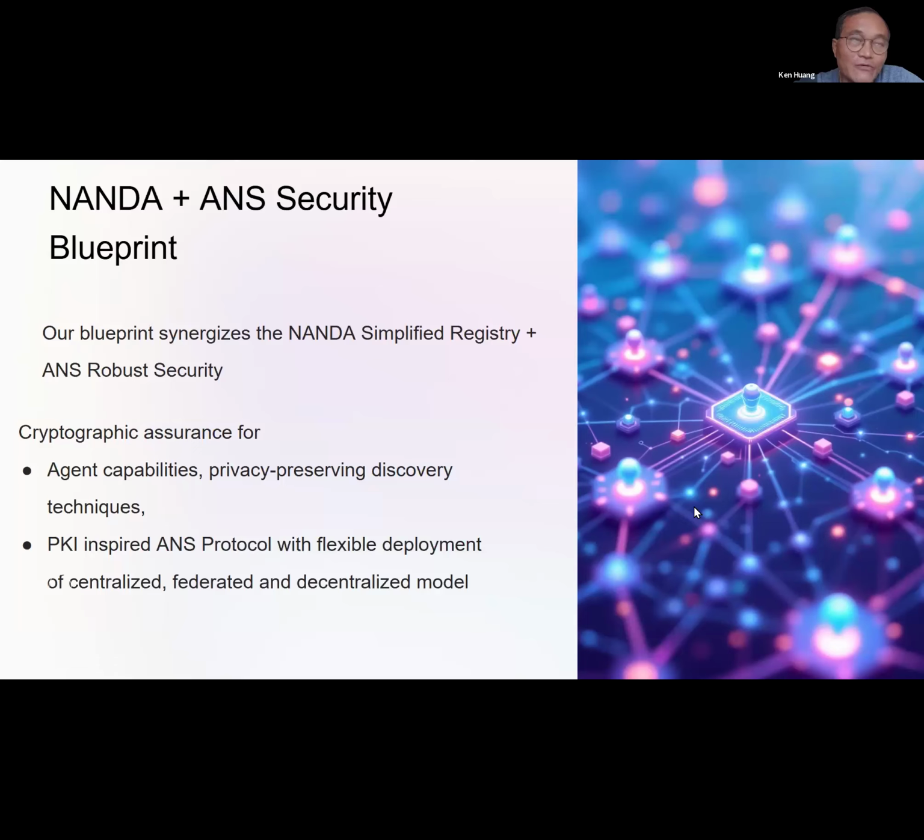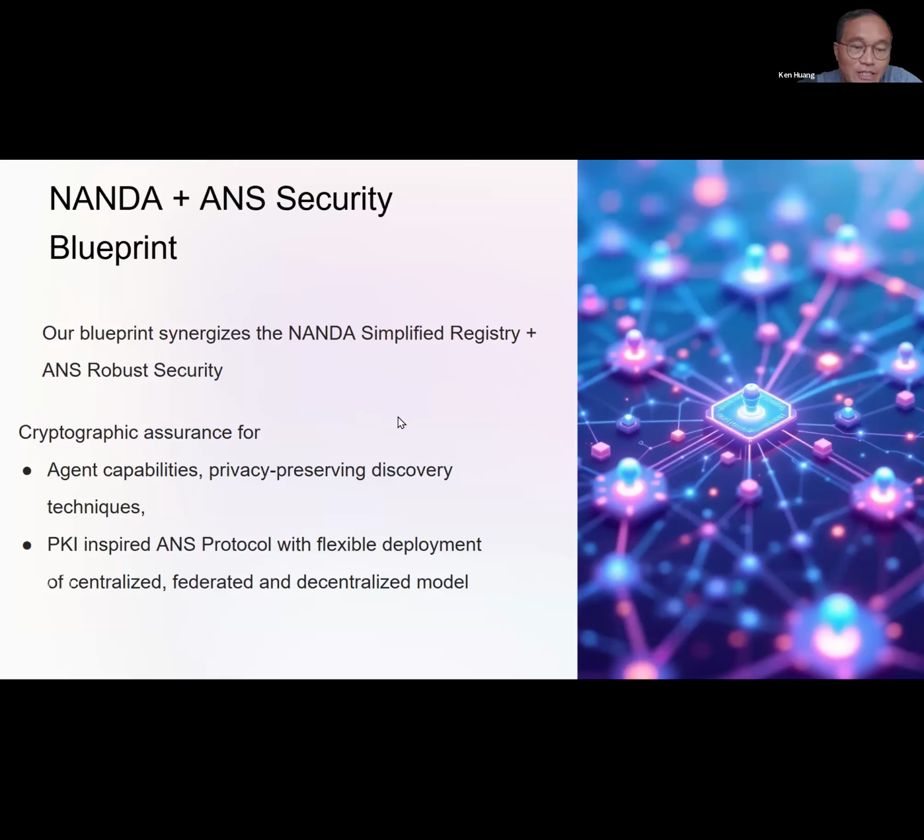I believe that we are building the essential security foundation for the agent economy, or agentic web, which is really secure discovery: protocol-independent and privacy-preserving discovery of capability. So this is what the NANDA and ANS security blueprint is about. We have a research paper and it's open for review.